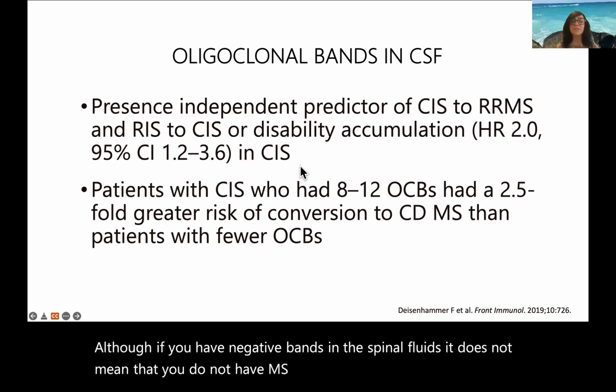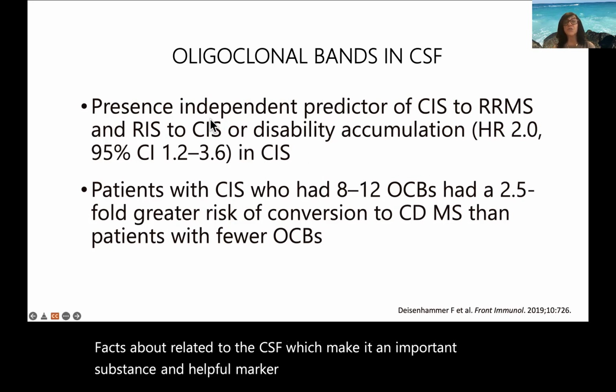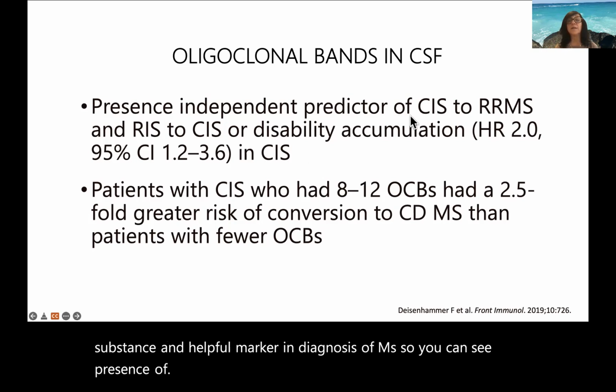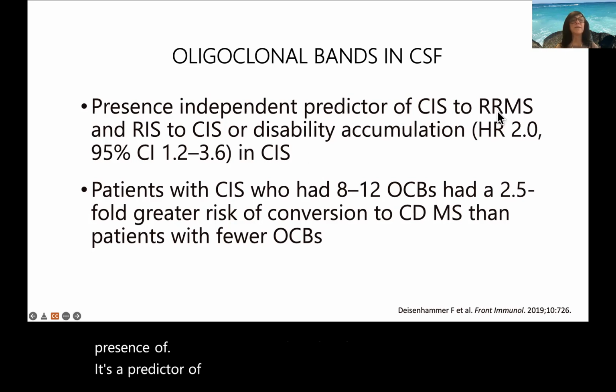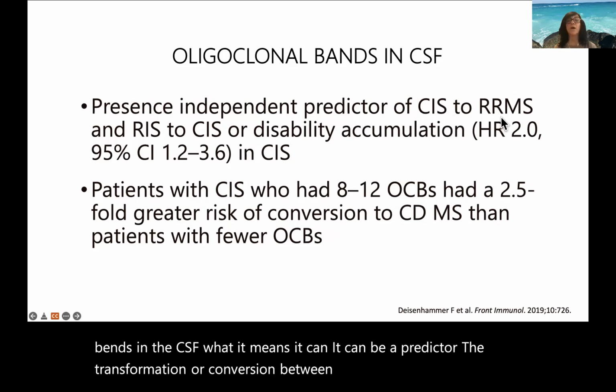These are a few recent facts related to the CSF, which make it an important substance and helpful marker in the diagnosis of MS. So you can see the presence of bands is a predictor of CIS to relapsing MS and RIS to CIS. So if you have positive bands in the CSF, it can be a predictor of the transformation or conversion from CIS to relapsing MS and from RIS to CIS.